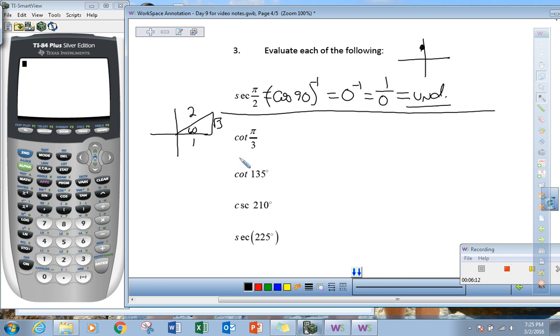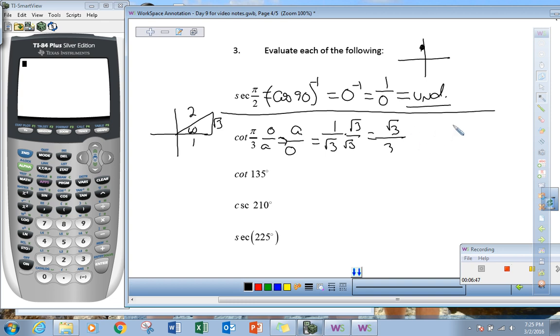The tangent is the opposite over the adjacent. So that means the cotangent must be the adjacent over the opposite. So this becomes 1 over square root of 3. Get rid of the radical in the denominator by multiplying by radical 3 over radical 3. So here's the value of cotangent of pi thirds. Radical 3 over 3.